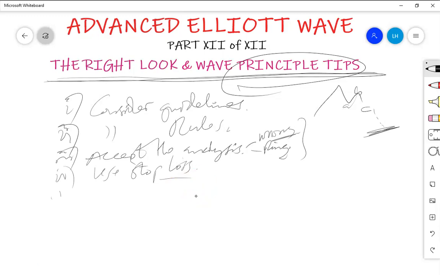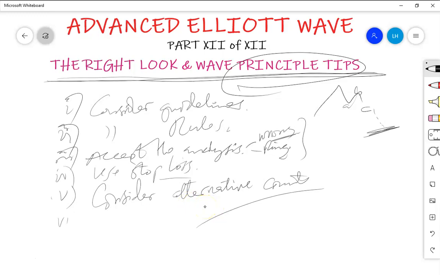I've mentioned the idea of alternative counts. I'm sure everybody now knows what alternative counts are. So you have to consider alternative counts. I don't have many explanations. An alternative count is when you have more than one interpretation of the market structure. That's what we call an alternative count. So you have to consider those things.